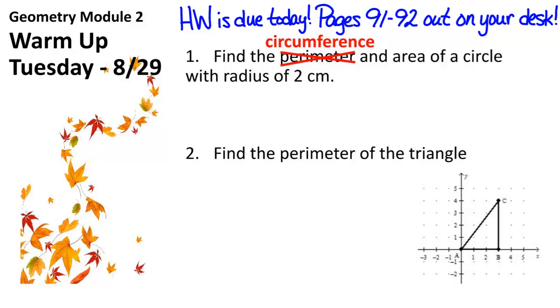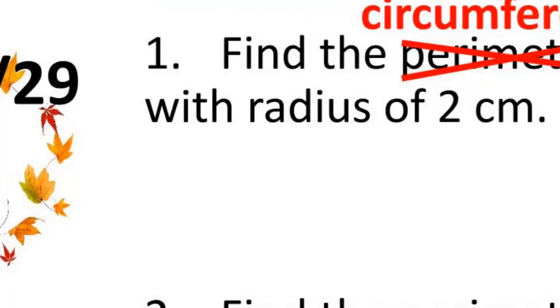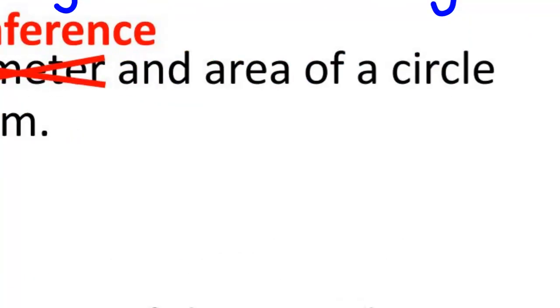Right. Let's go through the warm-up. So we want to find the circumference and the area of a circle with radius of 2 centimeters. So circumference formula, again, you'll get this one on the test. 2 pi r. Area formula is pi r squared.